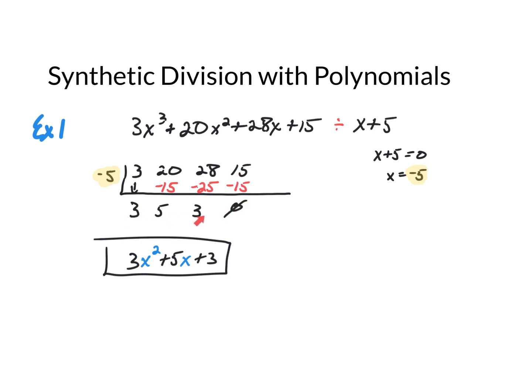So then these coefficients here go with the x. The first 3 is going to get the x squared, because again, our first term was 3x cubed divided by x to the 1. 3 minus 1 is 2. And then we go down to 1 and then to our constant. All right, let's take a look at another example.